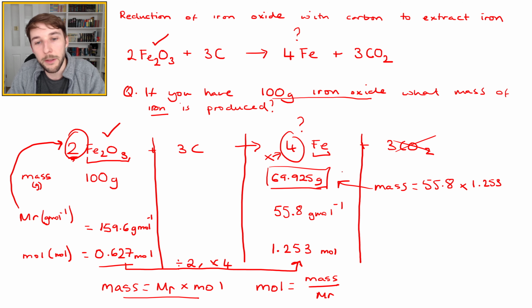So now what we're going to do is turn this on its head a little bit. I'm going to give you a target mass of iron, and we're going to calculate how much iron oxide would be needed to make that much iron.